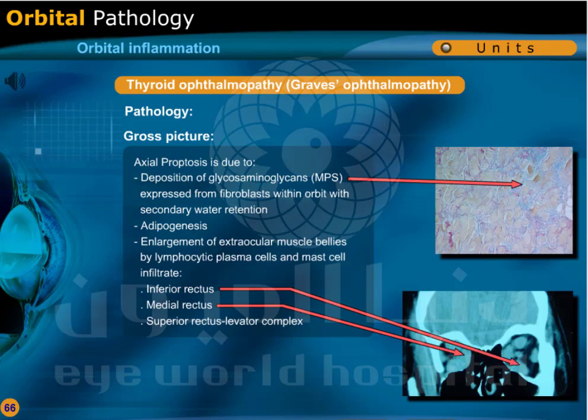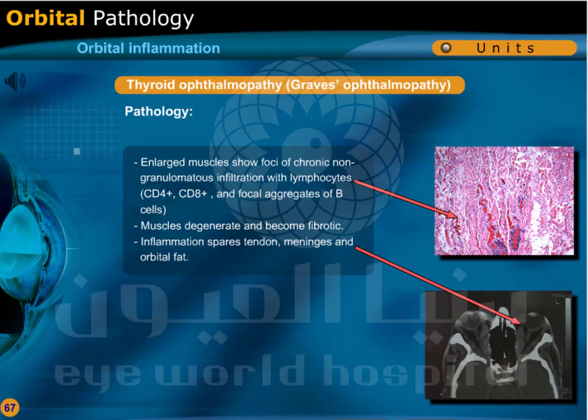Gross picture: axial proptosis is due to deposition of glycosaminoglycans, mucopolysaccharides expressed from fibroblasts within orbit with secondary water retention. Adipogenesis, enlargement of extraocular muscle bellies by lymphocytic, plasma cell and mast cell infiltrate. Inferior rectus, medial rectus, superior rectus, and levator complex. Enlarged muscles show foci of chronic non-granulomatous infiltration with lymphocytes, CD4 positive and CD8 positive, also focal aggregates of B cells. Muscles degenerate and become fibrotic. Inflammation spares tendon, meninges, and orbital fat.